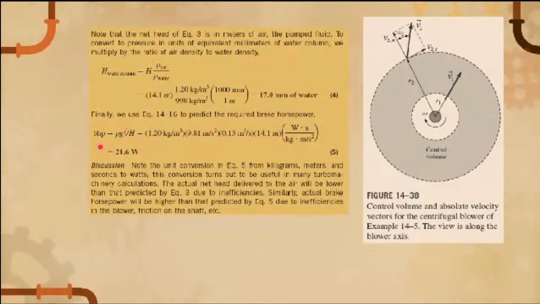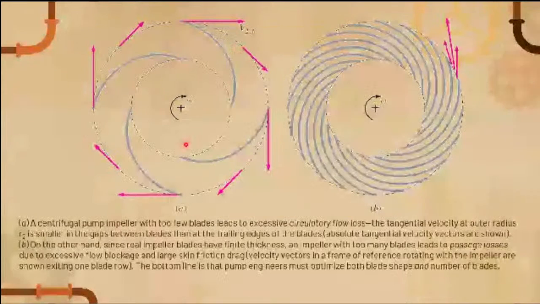Okay, this pump, or this blower, is for air. So you use the density of air, then the volumetric flow rate, and the net head of it. So 14.1, you will get 21.6 watt. Okay, so this is for the centrifugal pump. And next, we will move on to the design.